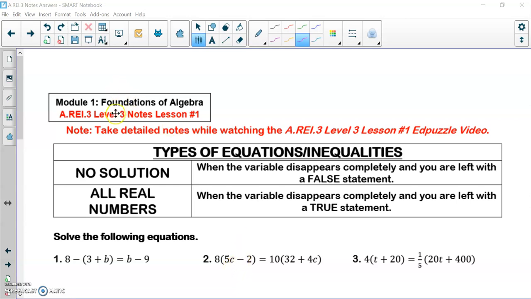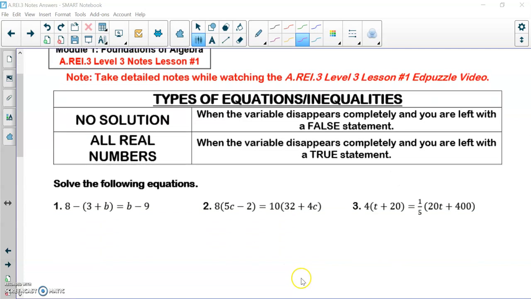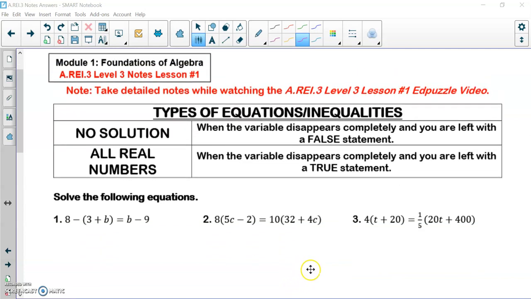Okay, so we're going to split the level 3 of A.REI.3 up into 2 lessons. We are going to be solving equations in the first lesson, but now we might be dealing with some equations that have no solution and some equations that have all real numbers. So all numbers could be solutions to the equation.